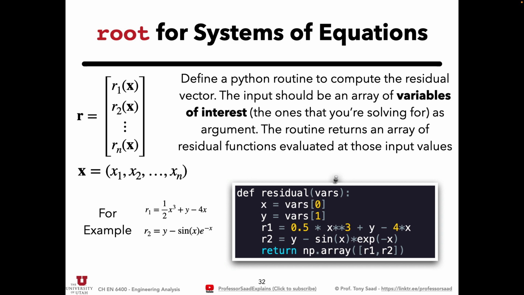Okay? And then Python is going to check, am I close? Is R1 close to 0? Is R2 close to 0? If not, continue. Continue the procedure until we get them all close to 0.